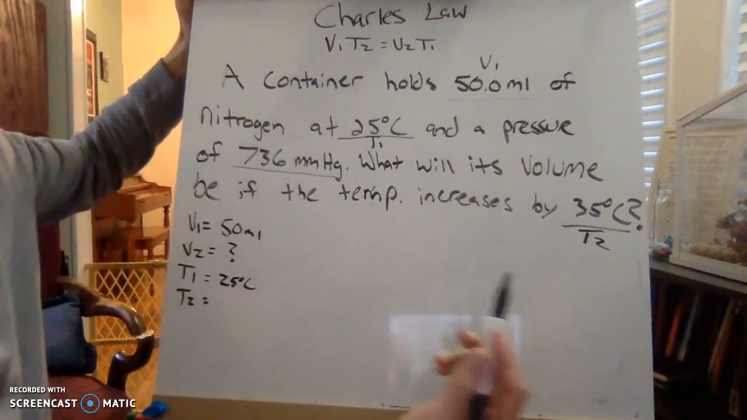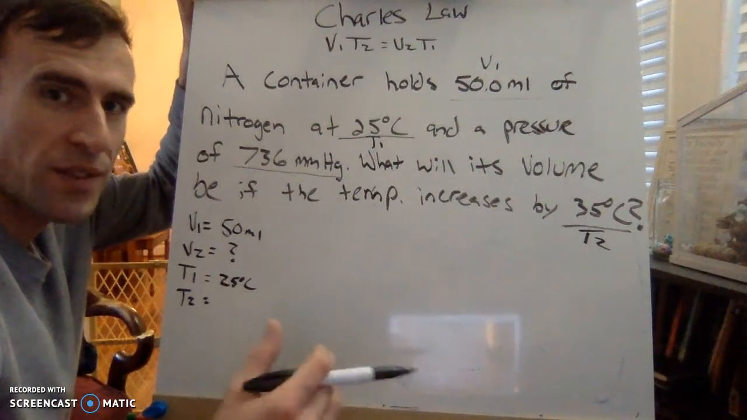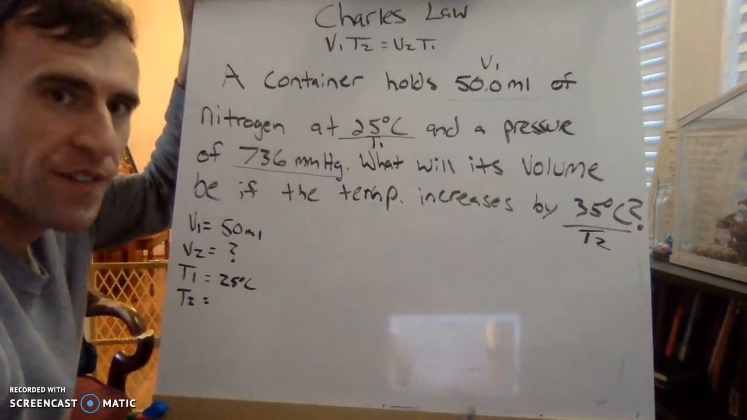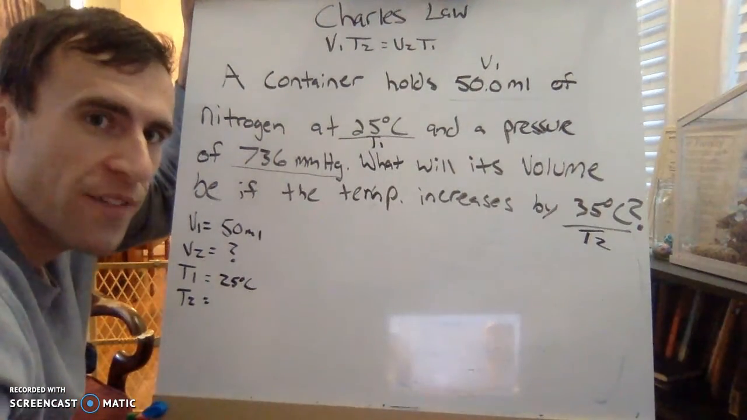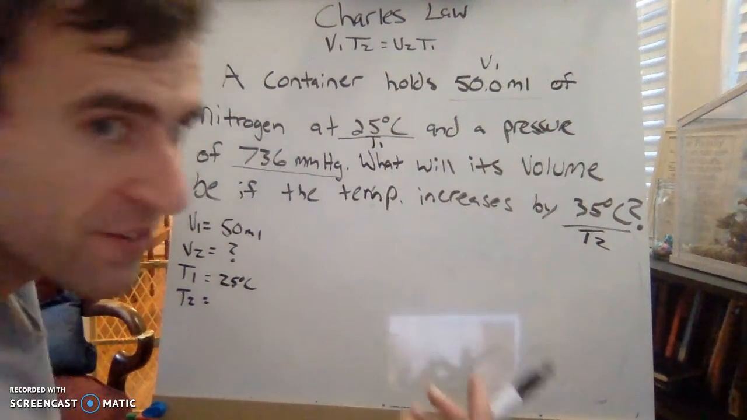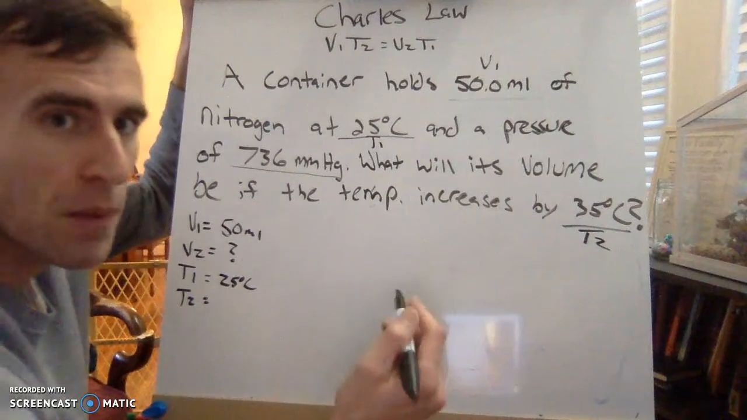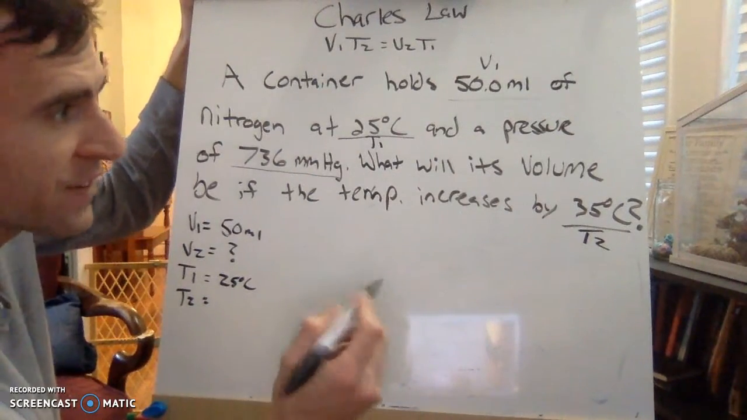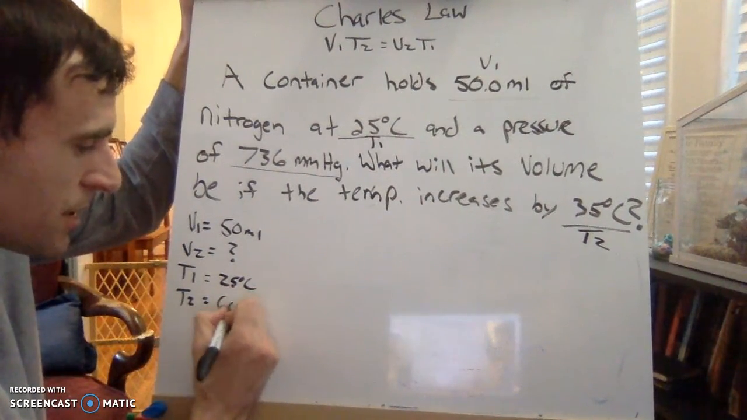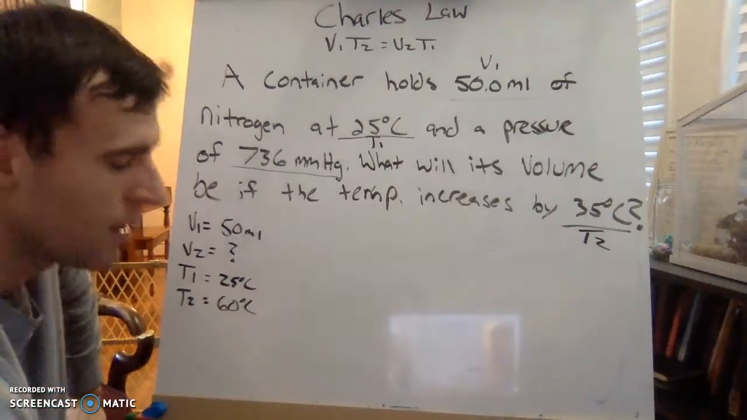Just because T2 is not 35 degrees. We start at 25 and we increase by 35 degrees, and so therefore we're going to add them up to 60 degrees Celsius. This will become 60 degrees Celsius. That's 35 degrees Celsius warmer.